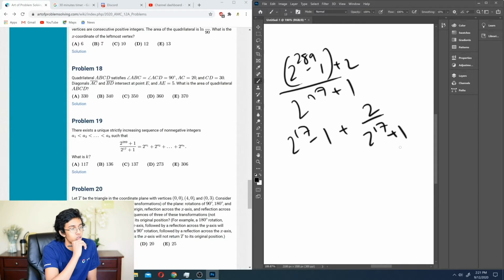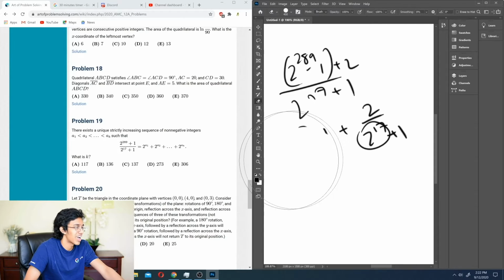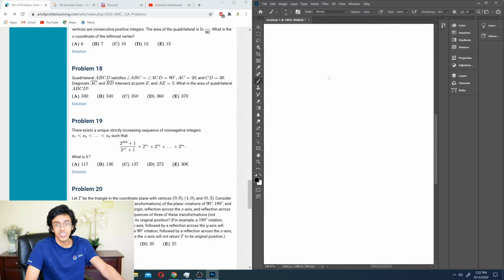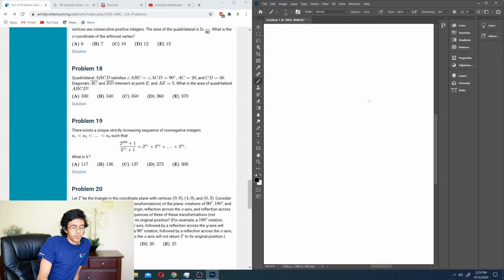Wait, no, it's an odd number. Oh, I'm trolling. This is not how a difference of squares works. Okay, hold up. Nope, no, hold up. Pretend that didn't happen.